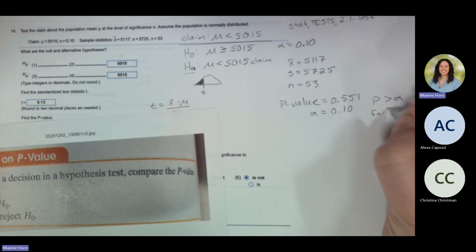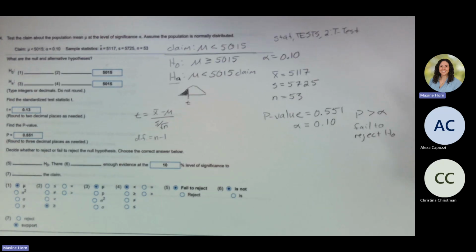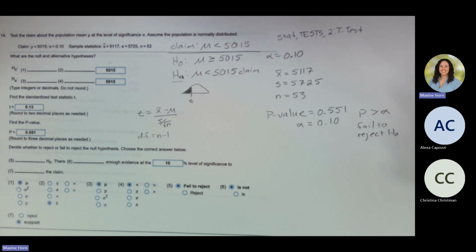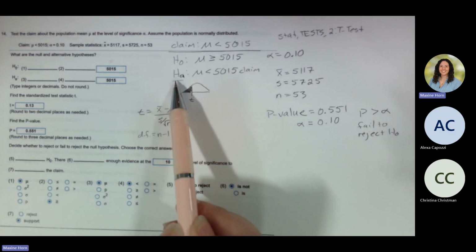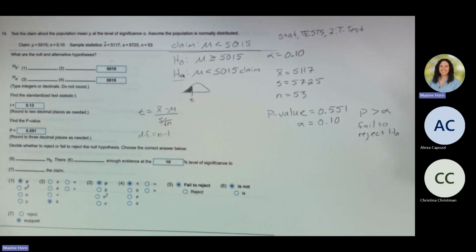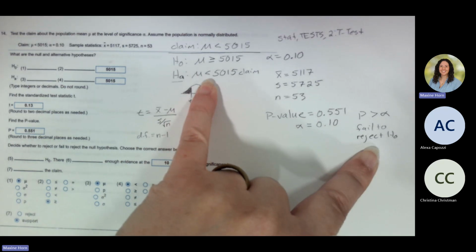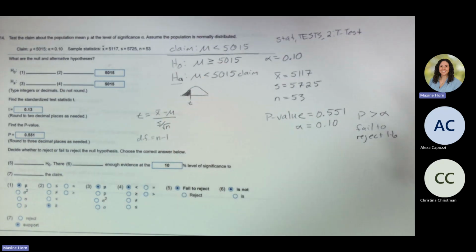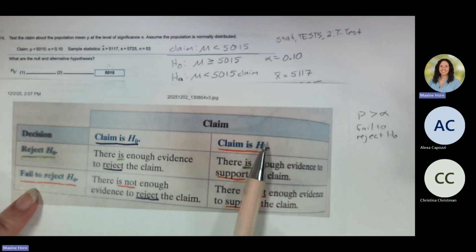So fail to, got the hiccups apparently, reject the null. All right, we're failing to reject the null. What other piece of information do we need before we go and look at our other chart? We need to know if the null was our claim or if the alternative was our claim. The alternative was our claim. So we've failed to reject the null and our claim is the alternative.